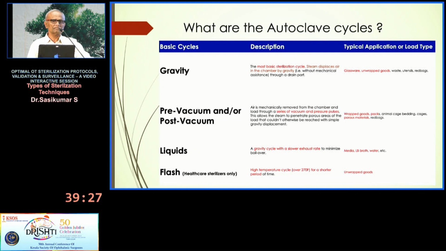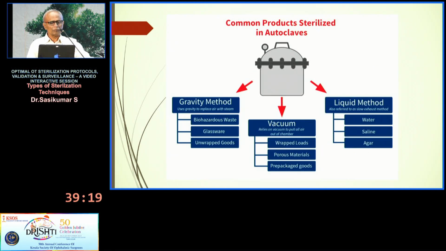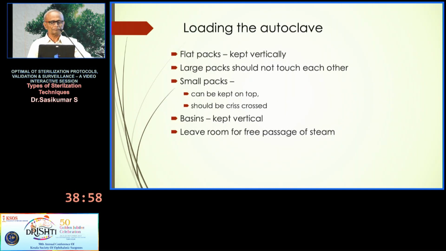And the flash cycles are seen in healthcare setups where a high temperature cycle for a shorter period of time is used. And the common products sterilized in autoclaves: in the gravity method, as I said, it is mainly the biohazardous waste and the unwrapped goods. While in vacuum, you can sterilize all sorts of heat sensitive, heat resistant equipment like wrapped loads, porous materials and pre-packaged goods. Liquid method is used in laboratories.